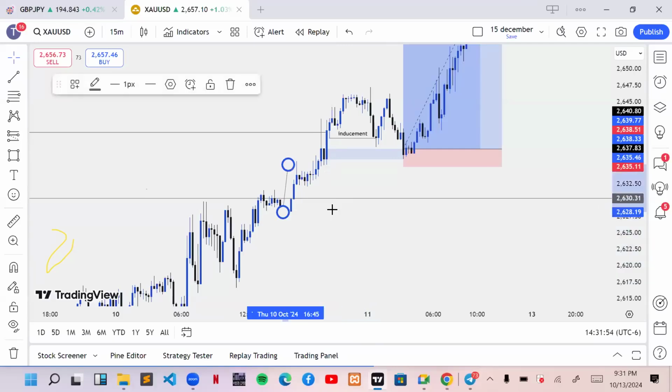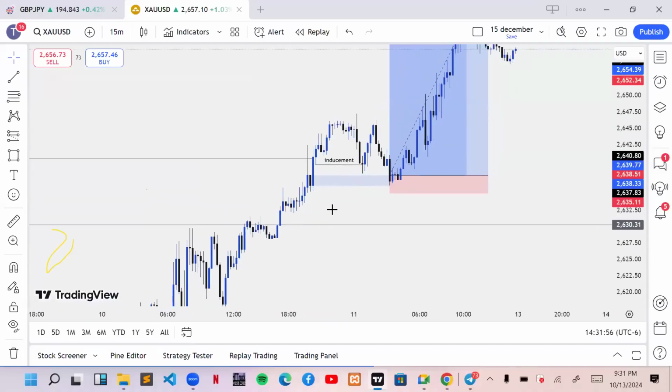That's actually what I still thought. So my second question is: for a break of structure, does it have to be with a wick or a body closure? A body closure. It should be a body closure. The market has to close above the zone it is breaking into. Okay, thank you.